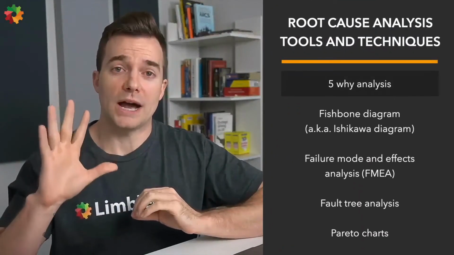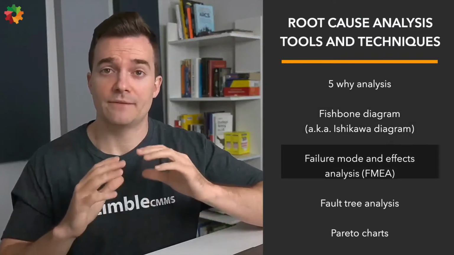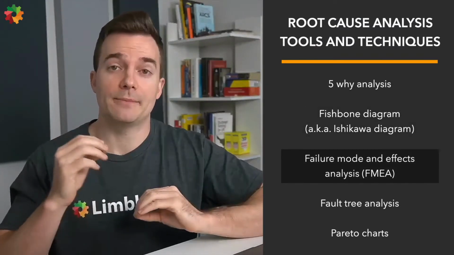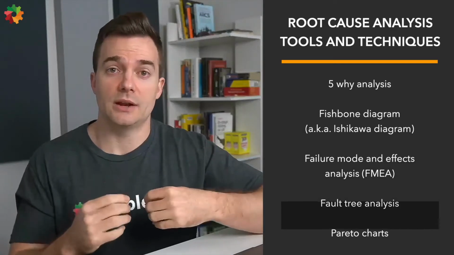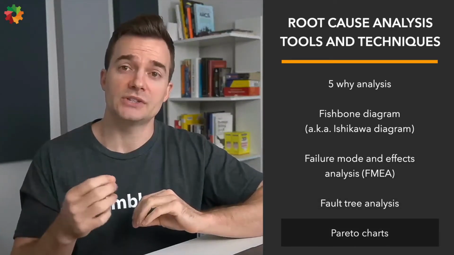Now let's go ahead and explore the tools and techniques used to perform root cause analysis. As I mentioned, there are many different frameworks used to do it, and some of these include the 5 why analysis, the Fishbone Diagram, aka Ishikawa Diagram, failure mode and effect analysis, or FMEA, fault tree analysis, and Pareto charts. None of these methods are foolproof, but they provide a solid base for how to go about root problem investigation. Now let's go through these techniques in more detail.